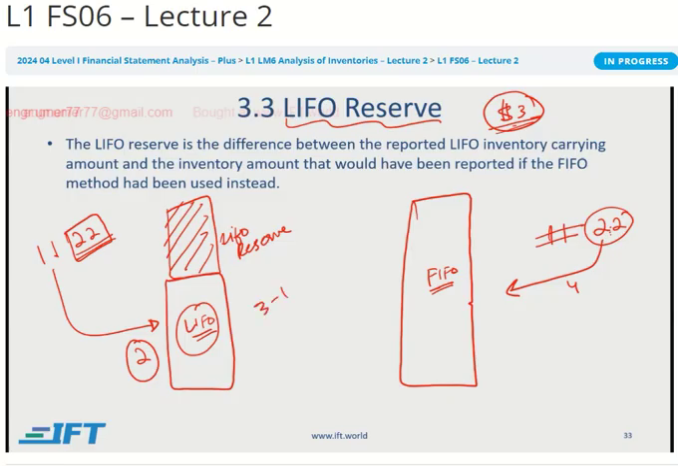So 3 minus 1, or let's say if they sell 2 units, it's going to be 3 into 2, which is 6. So they'll get a revenue of 6, but their cost is only 2, whereas they will get a revenue of 6, but their cost is 4. So they will both declare different profits. The party with the LIFO is going to declare a higher profit because they've got that reserve which they can liquidate. So this is the concept of LIFO reserve, right?